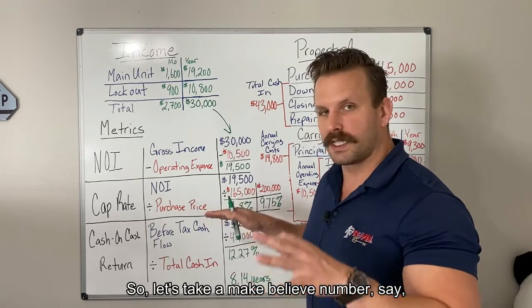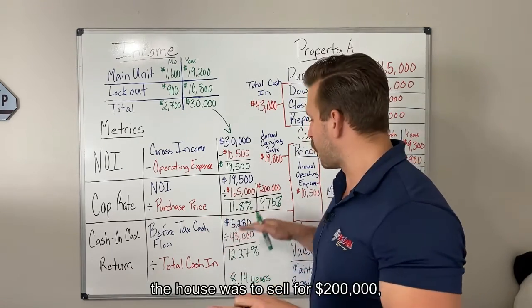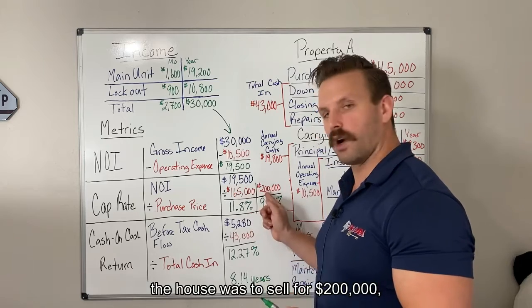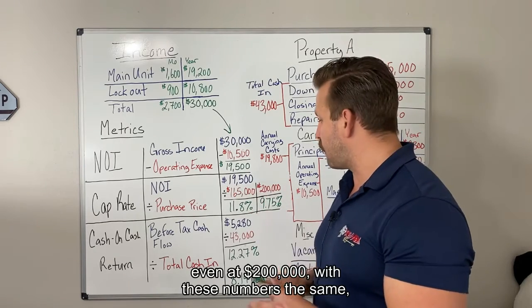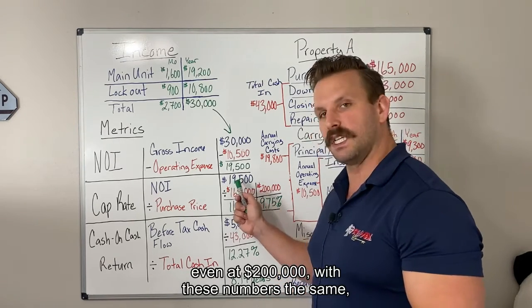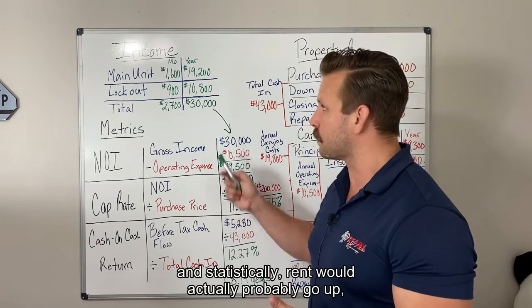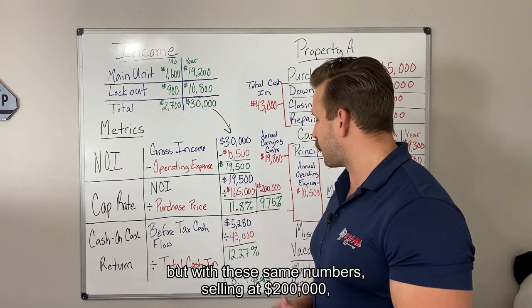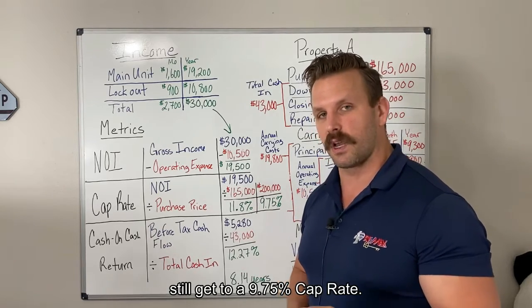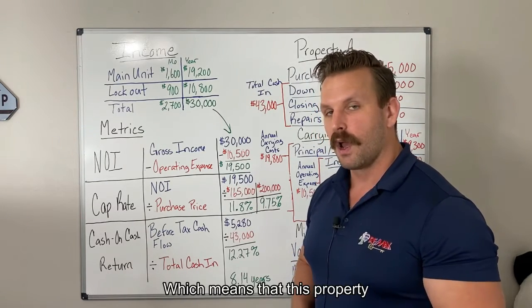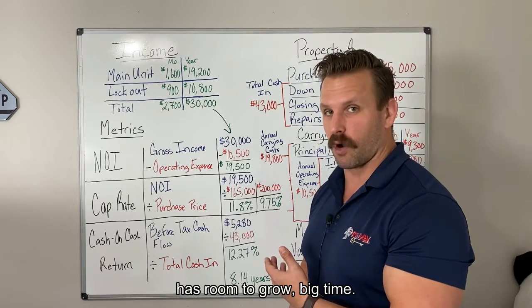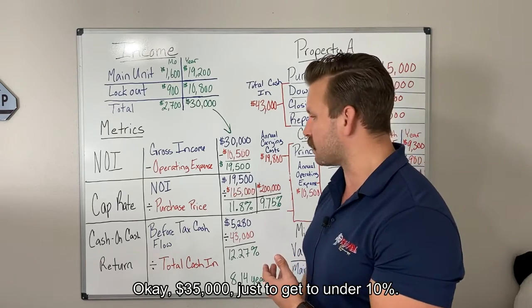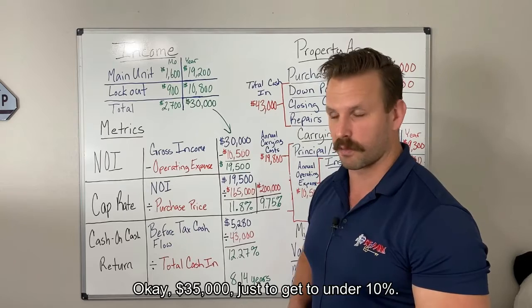Okay, so let's take a make-believe number. Say the house was to sell for $200,000. Even at $200,000, with these numbers the same, and statistically rent would actually probably go up, but with these same numbers, selling at $200,000 still gets you a 9.75% cap rate, which means that this property has room to grow big time. Okay, $35,000 just to get to under 10%.